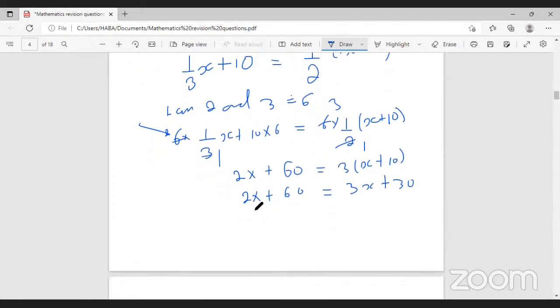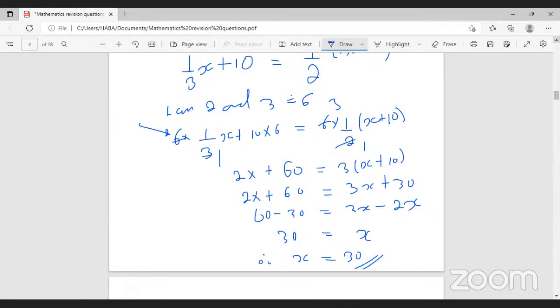So this would be 60 minus 30 is equal to 3x minus 2x. So 60 minus 30 would give us 30, and then 3x minus 2x would give us x. And then we can conclude and say x is equal to 30.